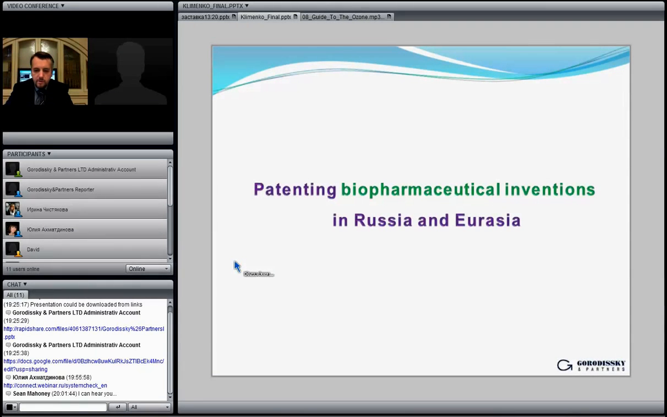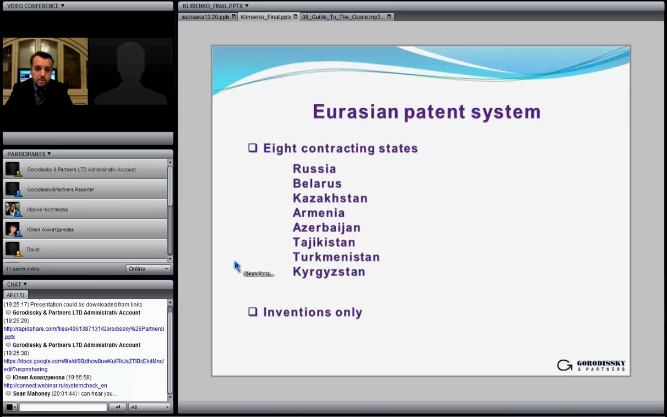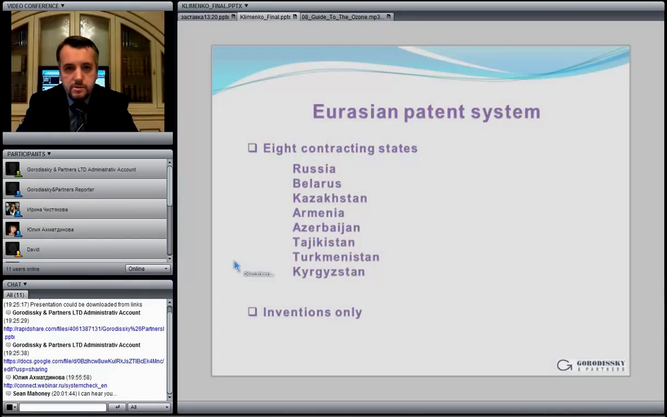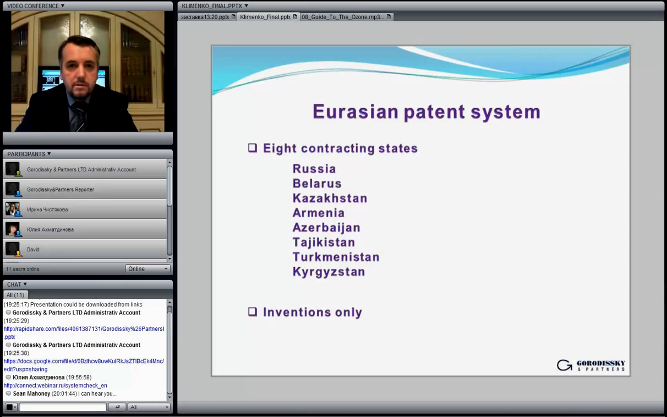Here's the title talk. And speaking of Eurasia, just as an initial note, as most of you or all of you probably know, in Russia, just like in Germany, you can get a European patent and German patent. In Russia, you can also apply either to the Russian Patent Office and get a single Russian patent, or you can apply to the Eurasian Patent Office. And since Russia is a part of the Eurasian patent system, you can get a Eurasian patent where Russia is a contracting state. The Eurasian patent system is for inventions only.